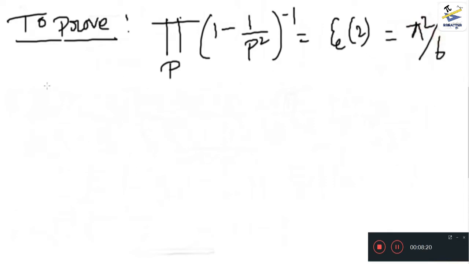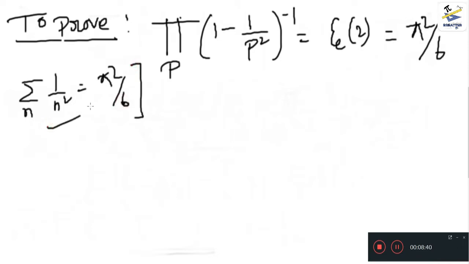Now, if you can assume that the summation over the naturals of 1 by n square equals pi square by 6, we are well and good to go. But if you still refuse to do that, we can do that. Let's say we can prove this one too.